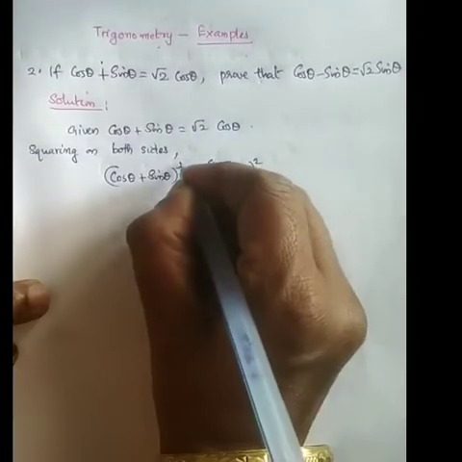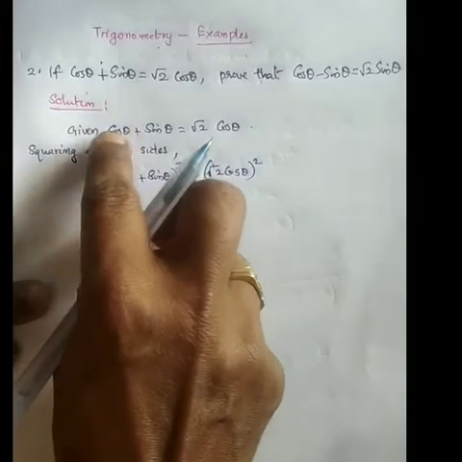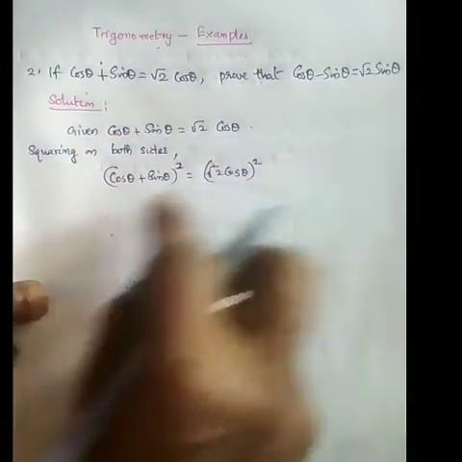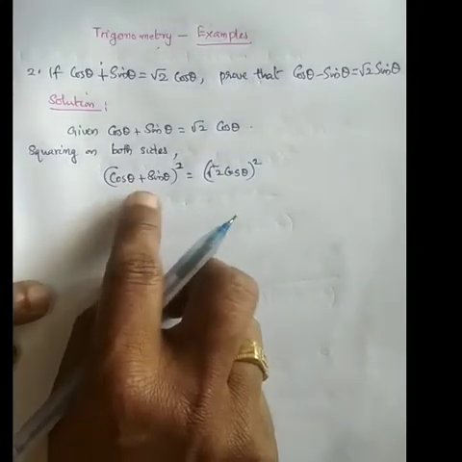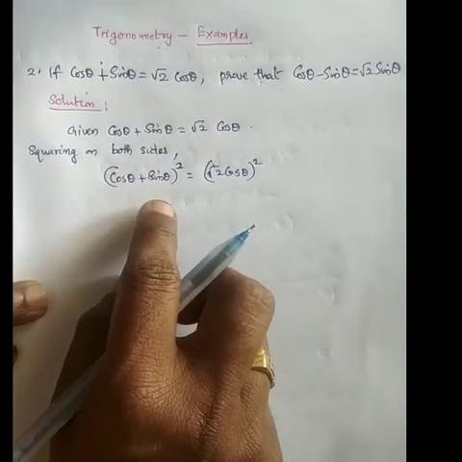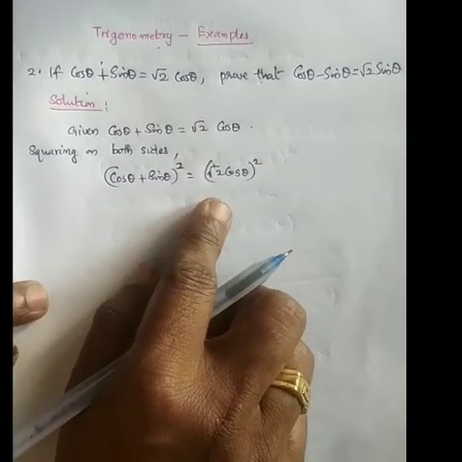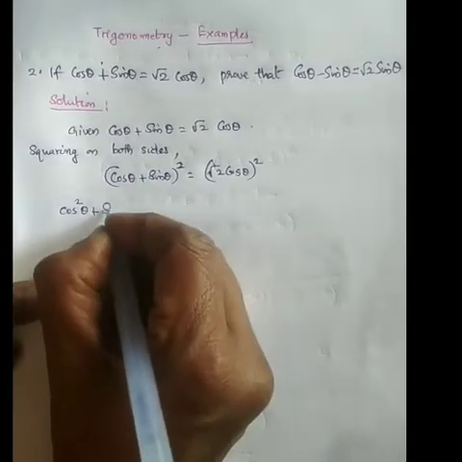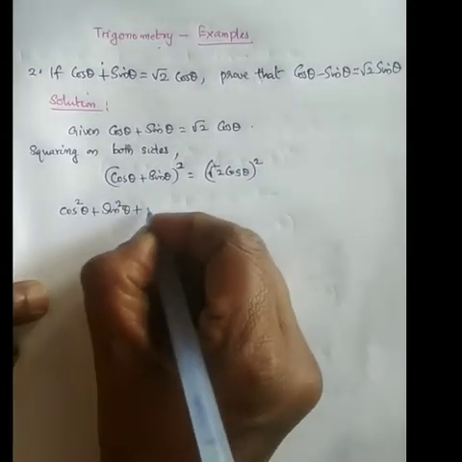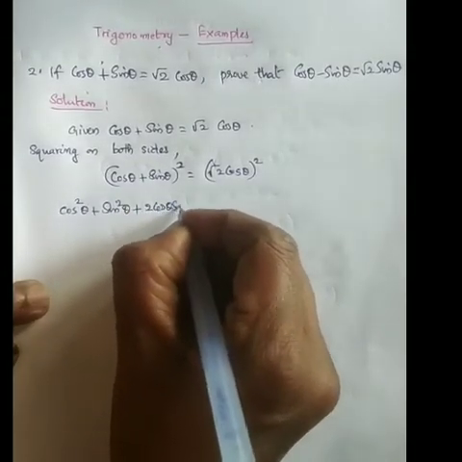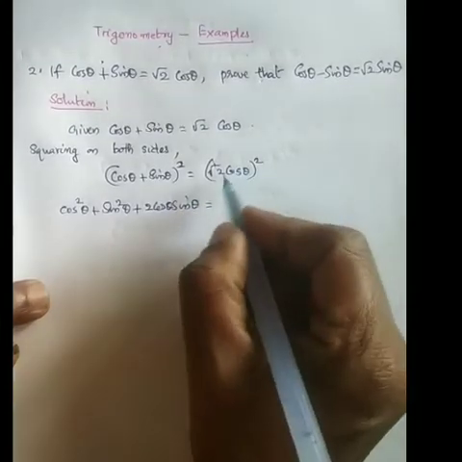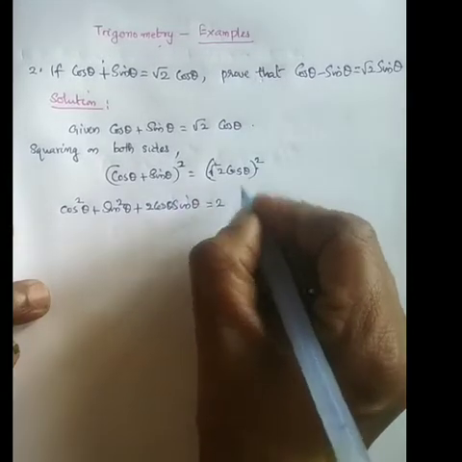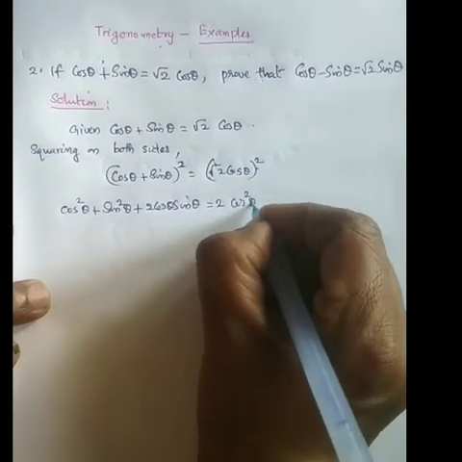Squaring, cos theta plus sin theta the whole square equal to root 2 cos theta the whole square. The left hand side is of the form a plus b the whole square. It is a square plus b square plus 2ab. That is cos square theta plus sin square theta plus 2 cos theta sin theta equal to, see, root 2 square is 2 and cos theta the whole square is cos square theta.